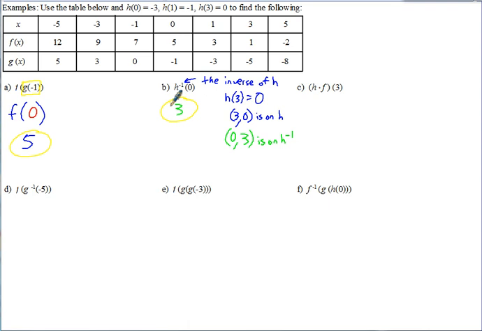All right, now let's take a look at h of f of 3. Remember the other way you could write this? H of f of 3.